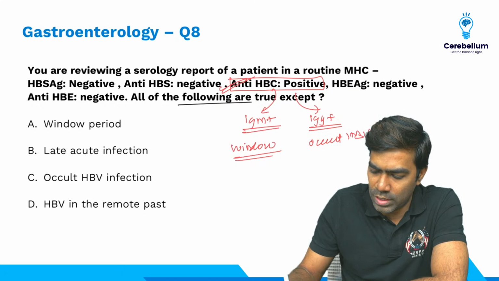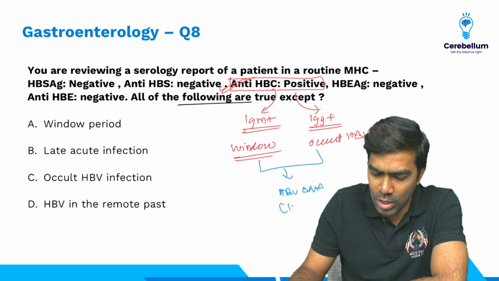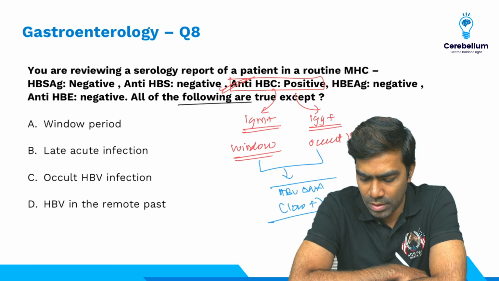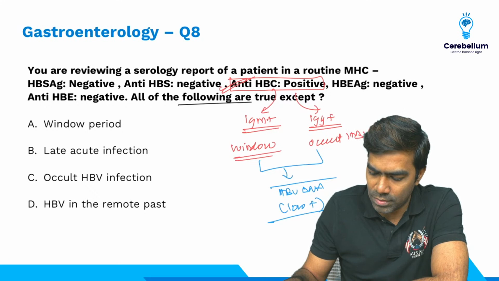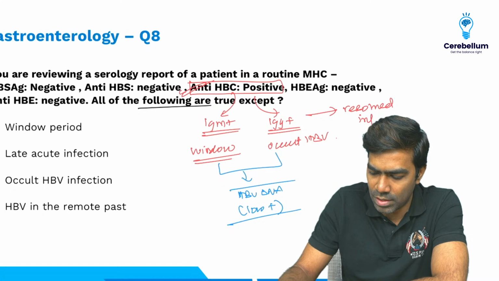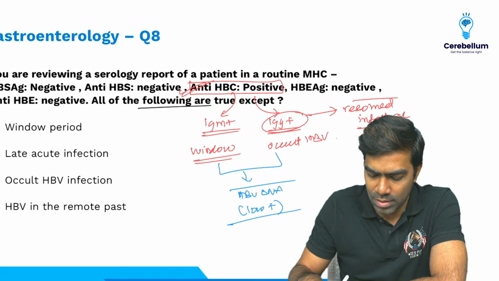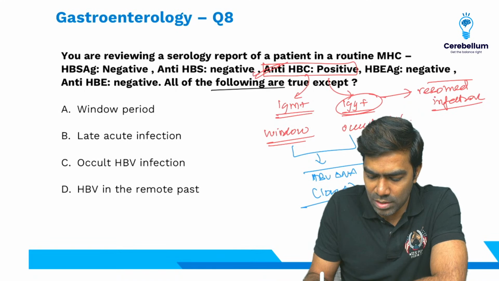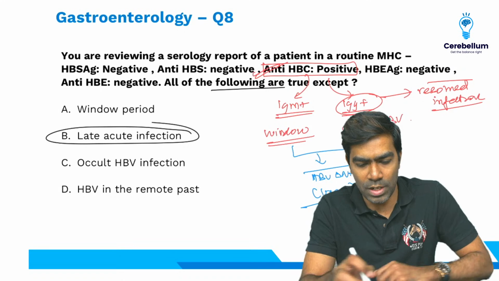HBV DNA will be low level positive in both of these. And in HBV infection of the remote past also, anti-HBc can be positive, even in resolved HBV infection. Another reason for IgG positivity will be resolved infection. Even in this case, anti-HBc IgG will be positive. So the only place where this picture will not fit is late acute infection, where you will definitely have HBsAg positivity. The moment you talk about acute, HBsAg will be positive. The right answer for this question is going to be option B.